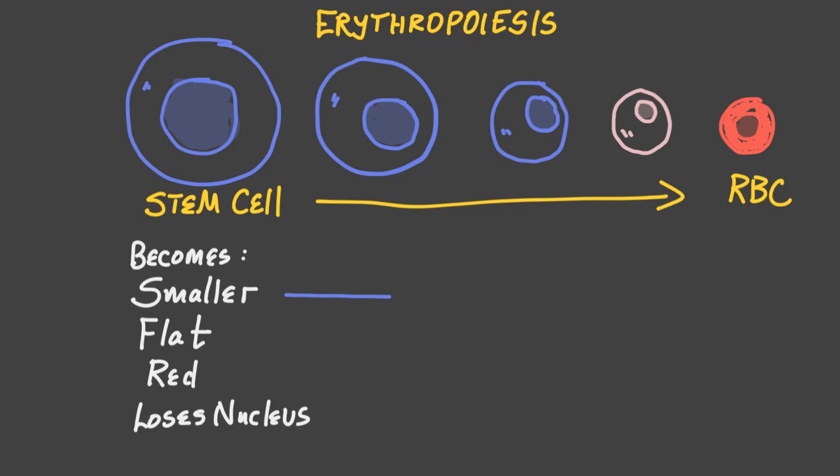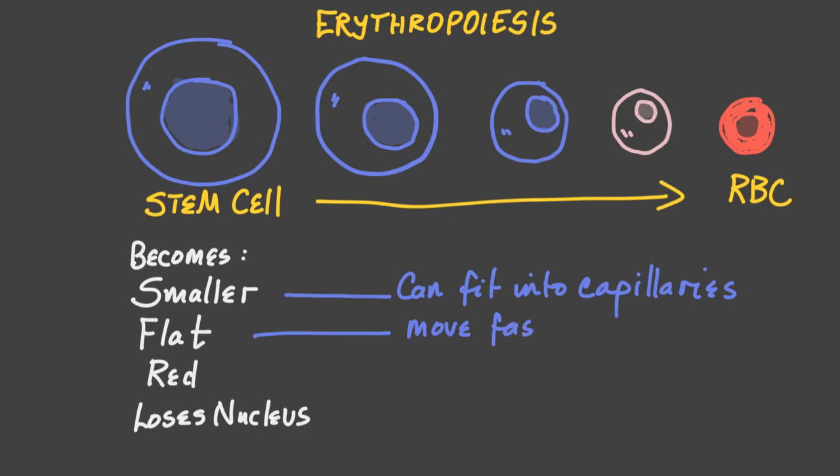The red blood cells must travel through very small capillaries, so a small size helps it to fit into the smallest capillaries so it can deliver blood to all your tissues. A frisbee moves much faster than a ball, so the flat shape allows the red blood cell to move very fast through the bloodstream. The red color is attributed to the presence of hemoglobin.